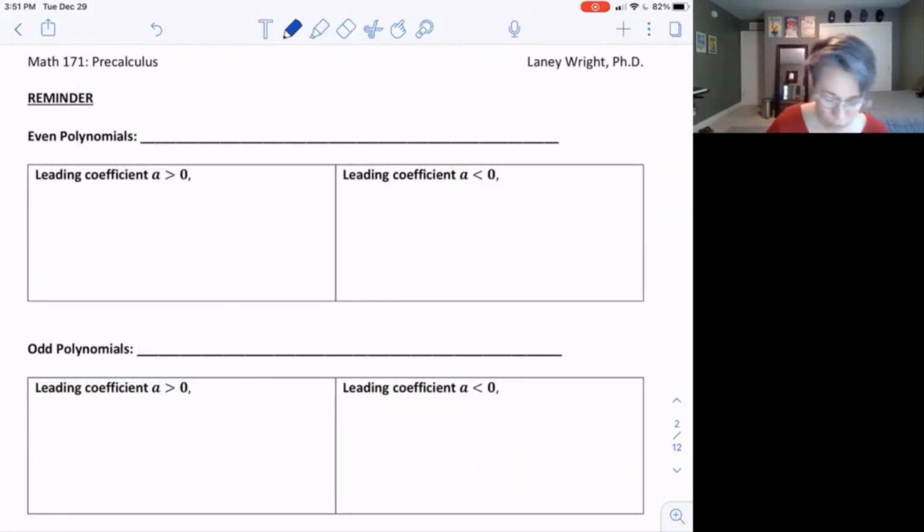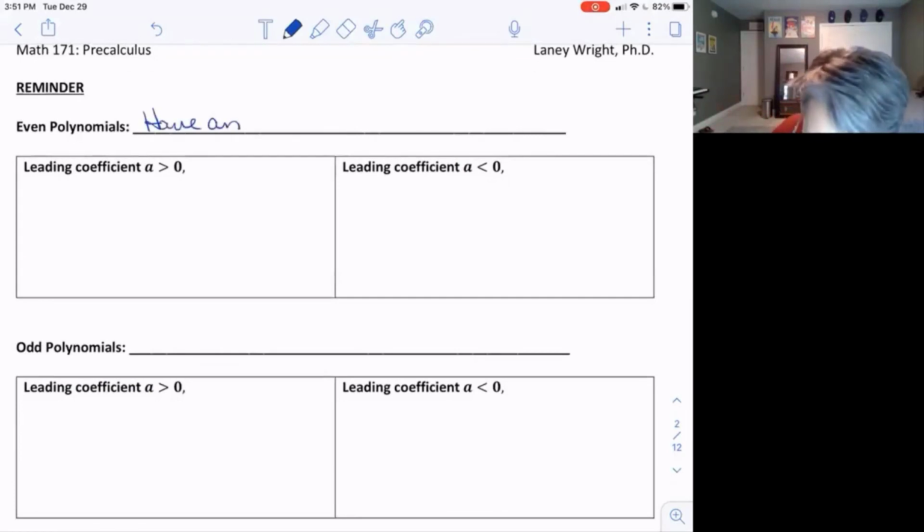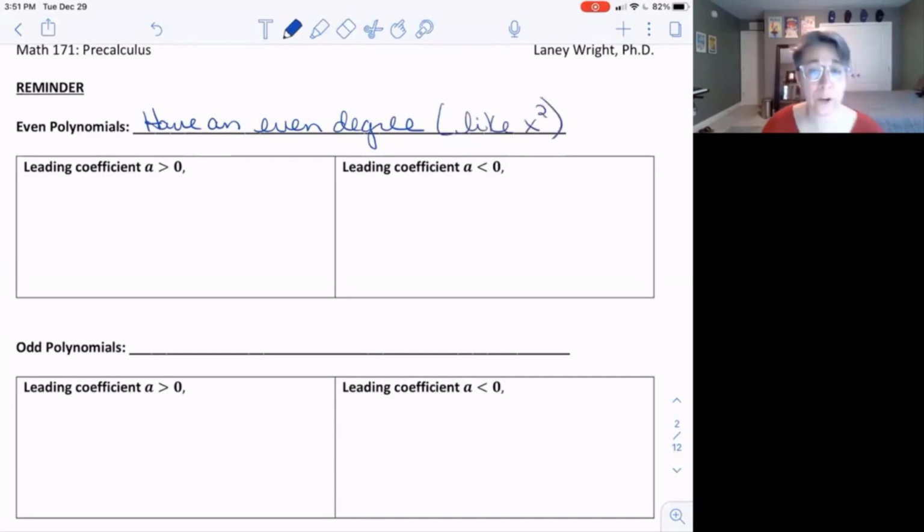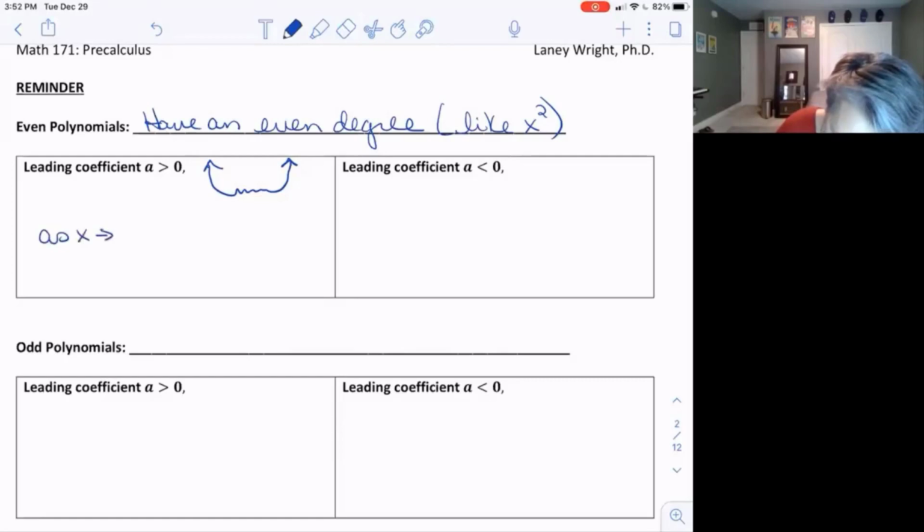even polynomials have an even degree, like x squared. If the leading coefficient is positive, then it's going to open up regardless of what it does in the middle. Doesn't matter if it's an x squared or an x to the 8th. It might do something weird in the middle, but it will always open up like an x squared. So as x approaches either positive or negative infinity, our function value is going to be going towards positive infinity.